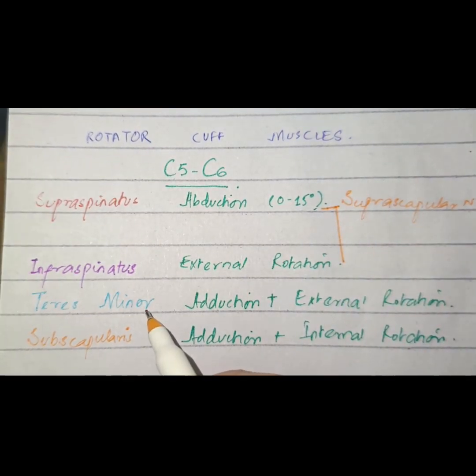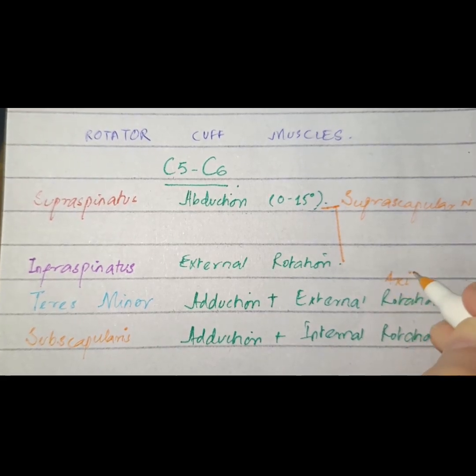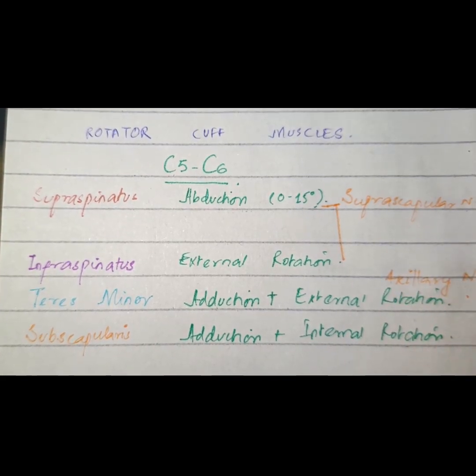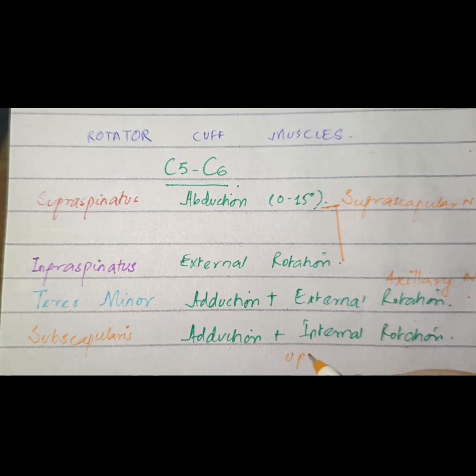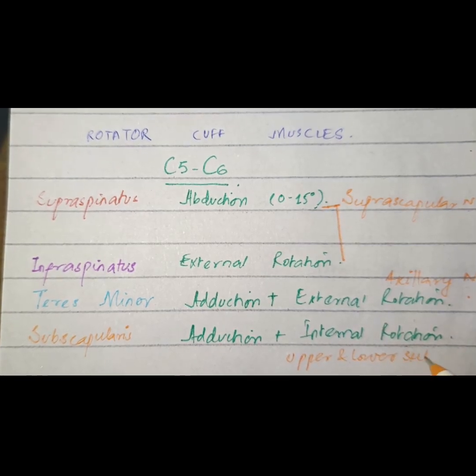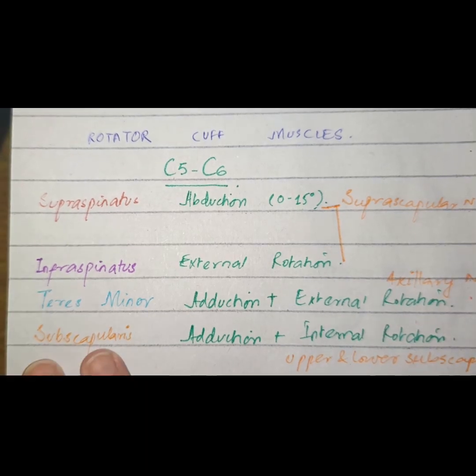Then comes teres minor. Teres minor is supplied by axillary nerve. And then comes subscapularis. Subscapularis is supplied by upper and lower subscapular nerves.